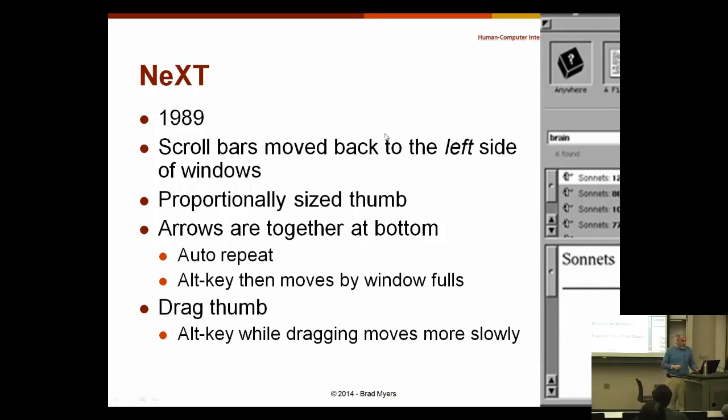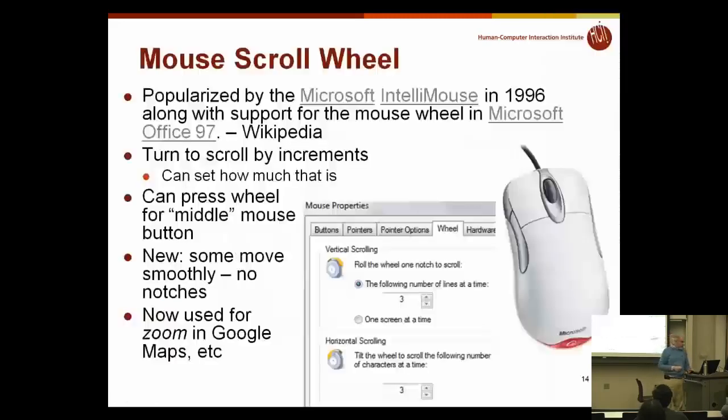And also the scroll bar moved back to the left side of the windows. So, back and forth. The next big thing to come along in terms of scrolling was the scroll wheel on the mouse. And so until '97 or so, nobody had scroll wheels. So it's a relatively new invention.